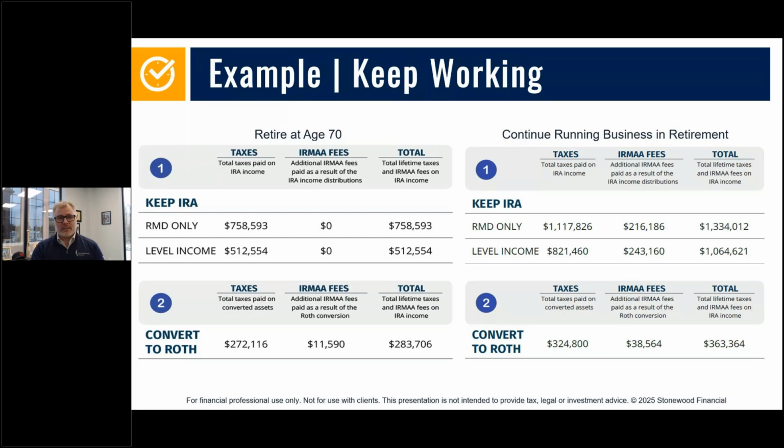And in this case, your surcharges are going through the roof. And so where it was absolutely something that we wanted to do before, now it's an open and shut case. Like if you're going to keep working, you're going to pay some IRMAA. And that can have some significant impact to the results.